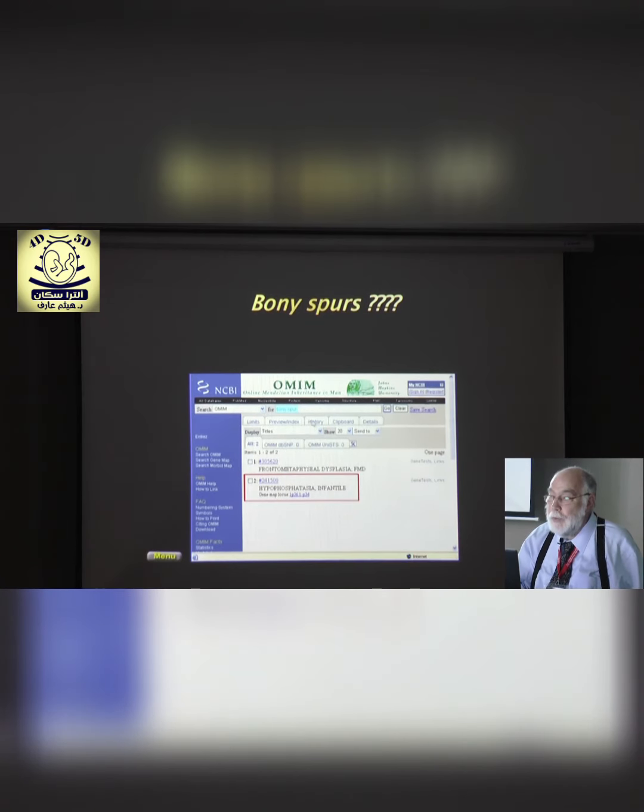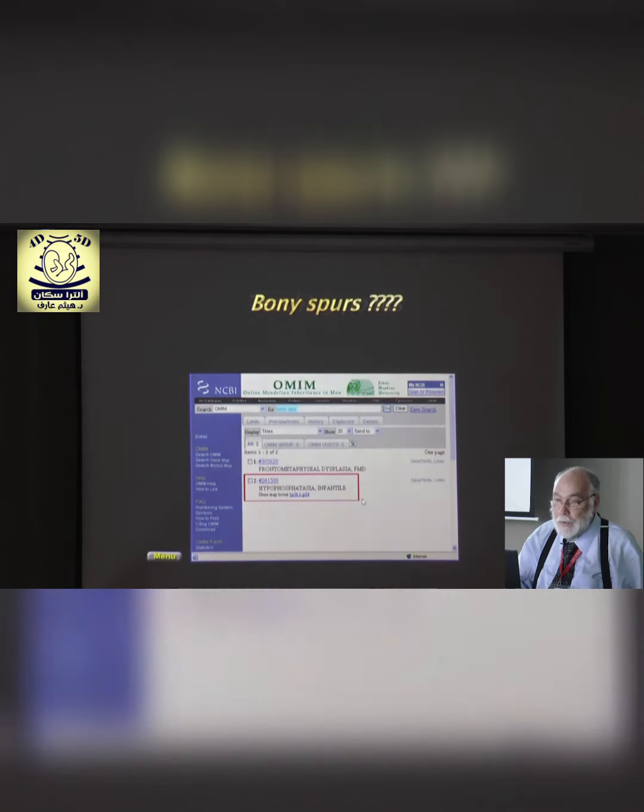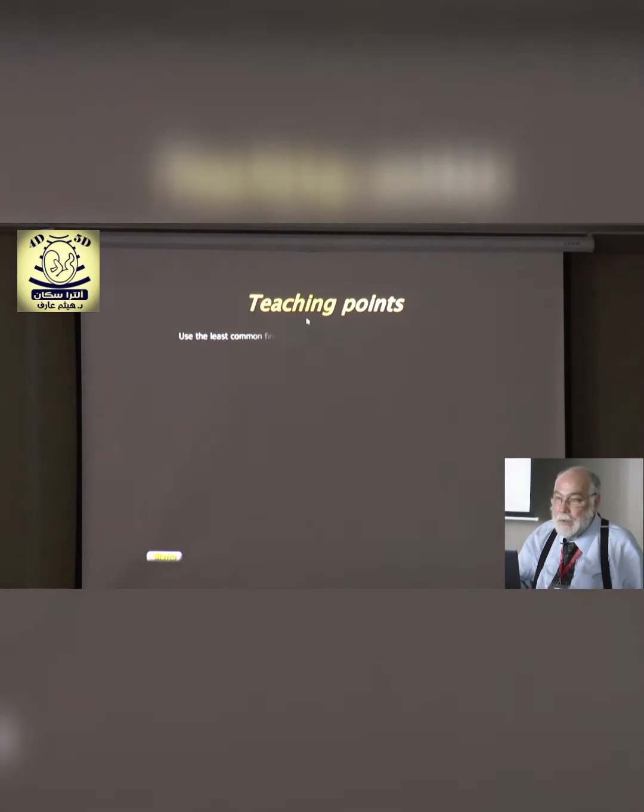Good. So if you put bony spurs at OMIM, you have two differential diagnoses. Frontometaphyseal dysplasia. These are babies that have big supraorbital ridges, and that's not what it is. And hyperphosphatasia infantile, and that's the diagnosis. So here, by having the right keyword, you go right to the correct diagnosis. Now the teaching point is, use the least common finding as your first search criteria.